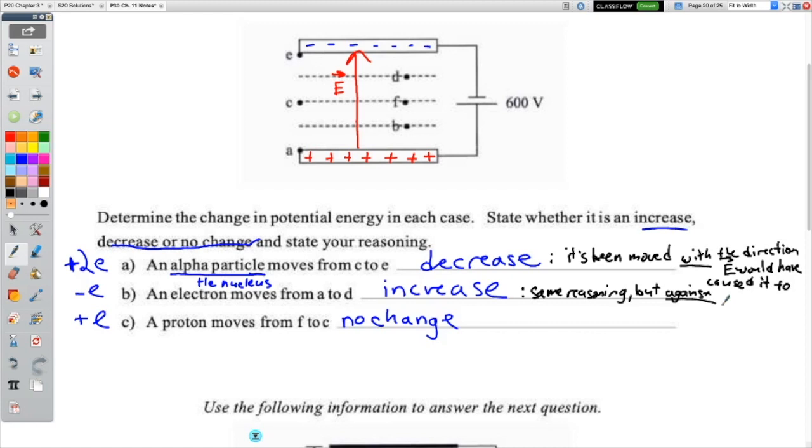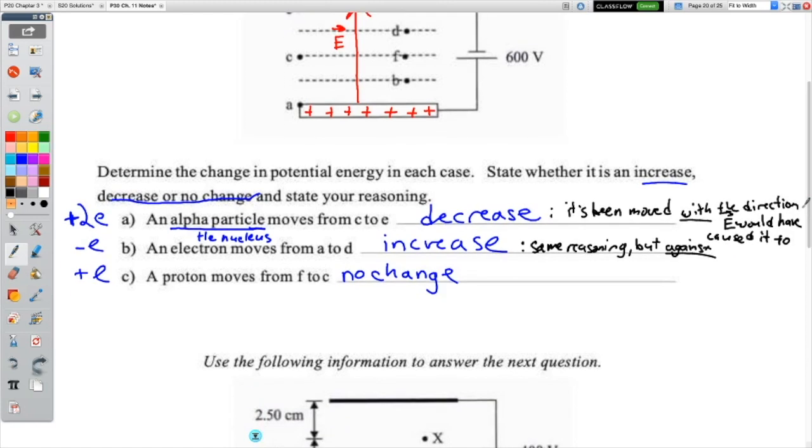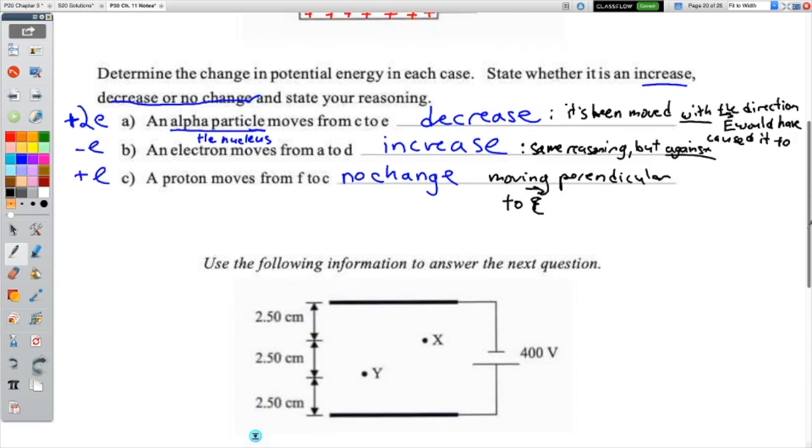Okay, now if a proton moves from F to C, we could think of it as moving perpendicular to the electric field. So we're not moving with it, we're not moving against it. There's really no change here, right? We're just going side to side. It has no more potential to move at C than it did at F.